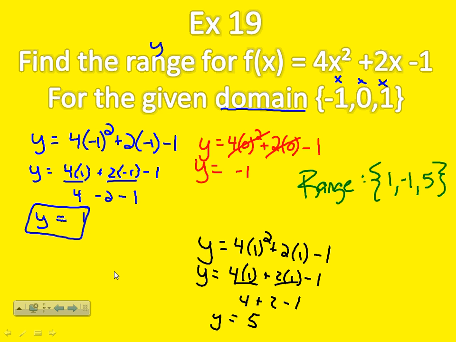No, the first thing I did was I squared negative 1. Follow with me. Negative 1 times negative 1 is 1. So I put a 1 in. Then I multiplied. 4 times 1 is 4. 2 times negative 1 is negative 2. And then I subtracted. 4 minus 2 is 2. And 2 minus 1 is 1.